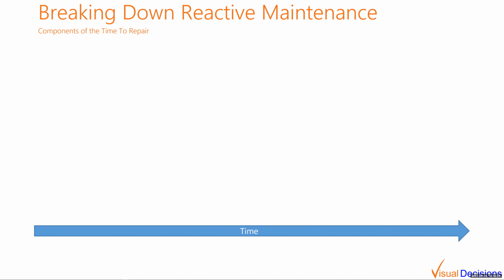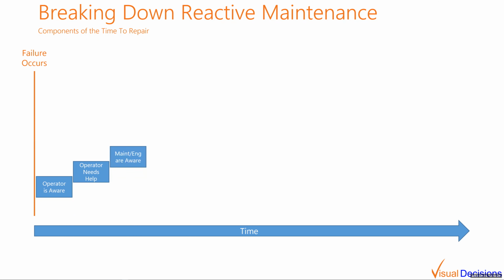So if we break down reactive maintenance into multiple steps, once the failure occurs, then we have to make sure that the operator is aware of the problem. And then the operator has to do some level of diagnosis to see if there's just a jam that they can clear, or if this is something where they need help. And if they need help, they have to raise a ticket with maintenance. They have to call engineering, whatever it might be, and get other people involved.